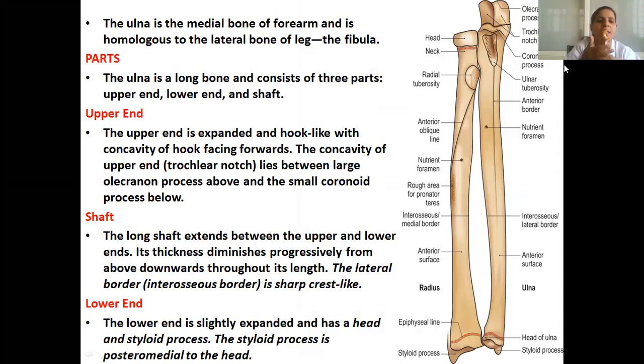Now coming to the parts, the ulna is a long bone consisting of an upper end, shaft and lower end. The upper end is expanded and hook-like, and it has a concavity which is facing forwards. What is this notch? The trochlear notch, which lies between the olecranon process and the coronoid process. The shaft is long, and the upper part is a little expanded, whereas the lower part is a little narrow. The lower end is slightly expanded, and towards the medial side it has the projection, the styloid process, and towards the lateral side it has the rounded head.